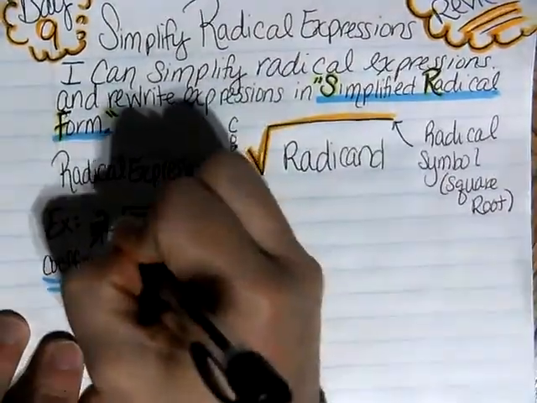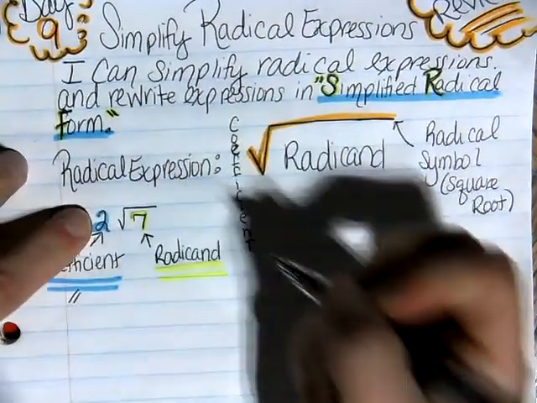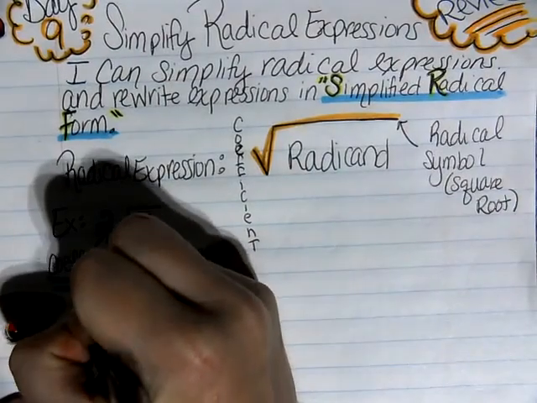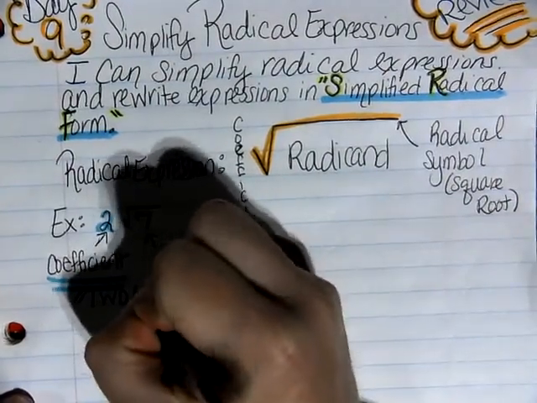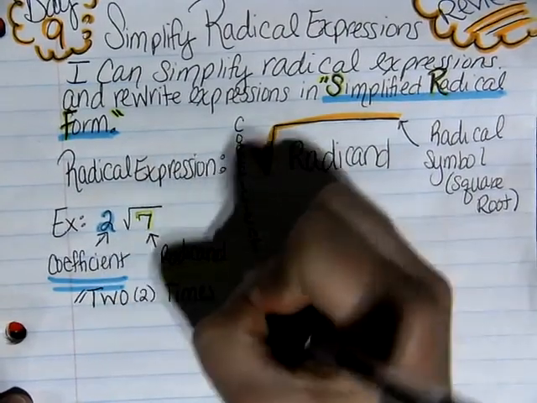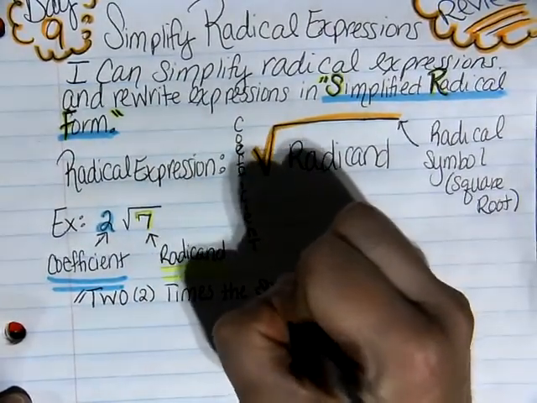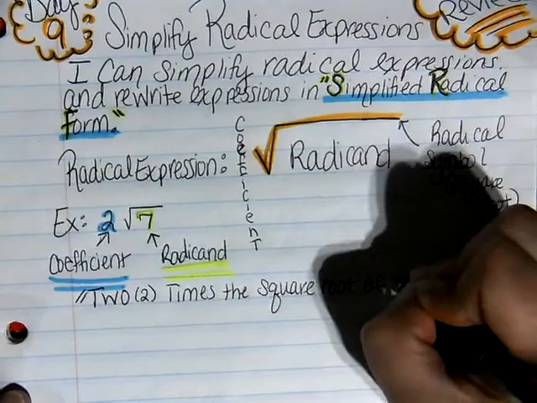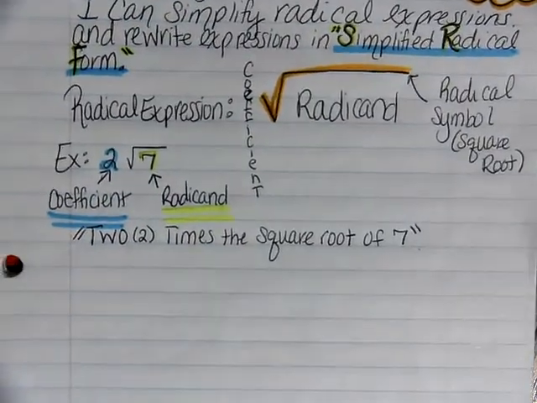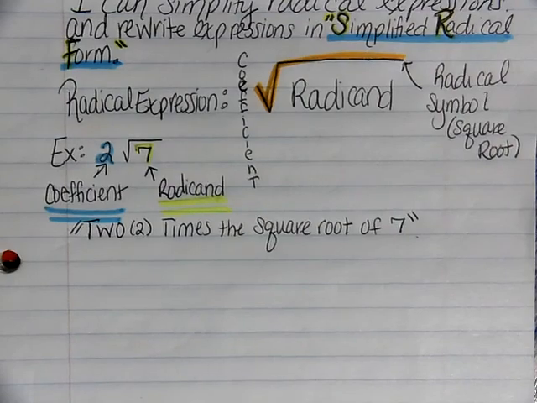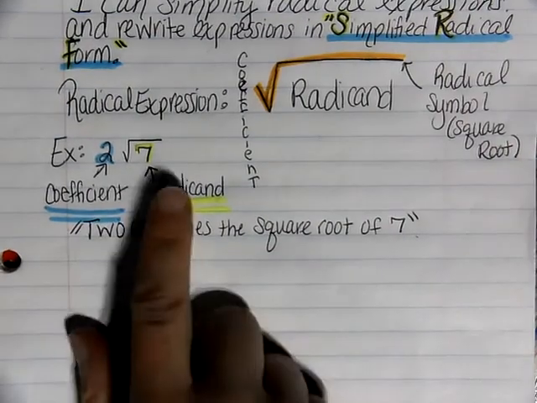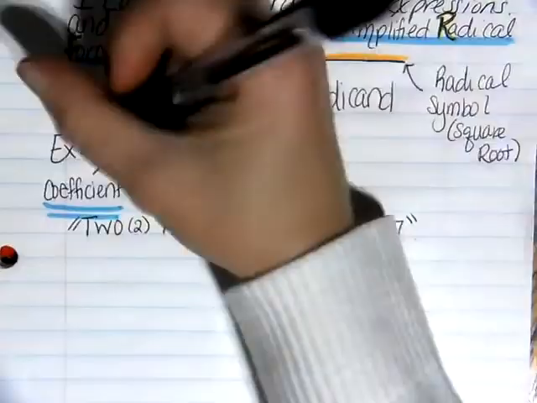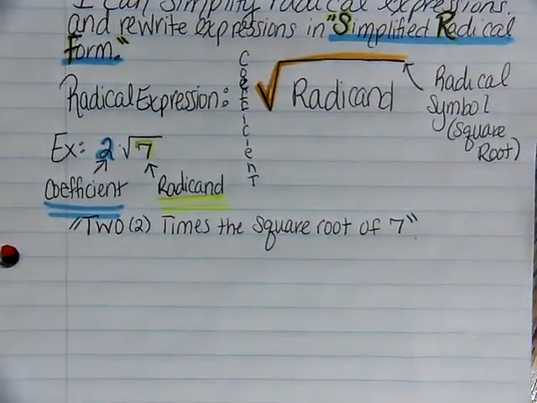I also want to express that this is 2 times the square root of 7. So we read this 2 times the square root of 7. That's how you read this. 2 times the square root of 7. So sometimes it's shortened into 2 root 7. Be careful, remember that this is multiplication, 2 times the square root of 7.